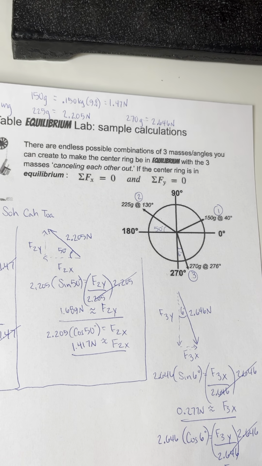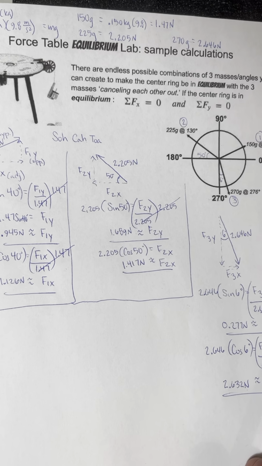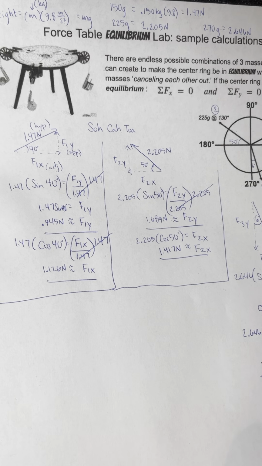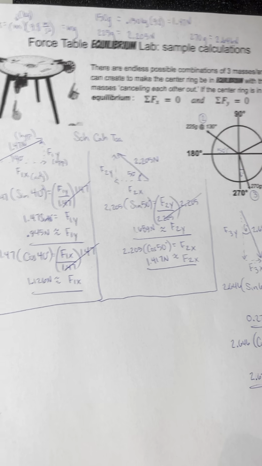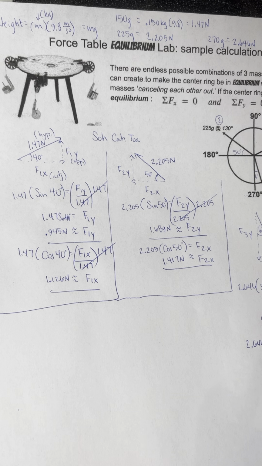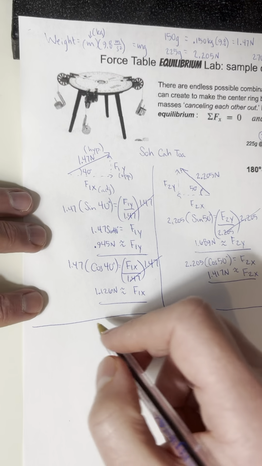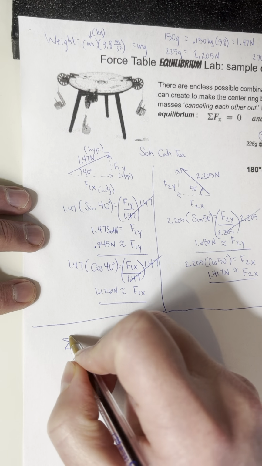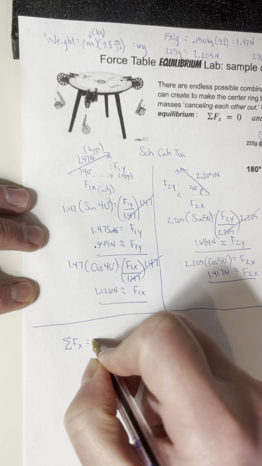So now that we've taken each of our 3 weights and broken them up into components, let's take a look at how that math works out. Because inevitably there's a difference between the theoretical calculations on paper and what you actually got in the force table, because of outside factors you can't fully control, like a little bit of friction in the pulley or something like that. So let's see. The sum of forces in the x direction should equal 0.